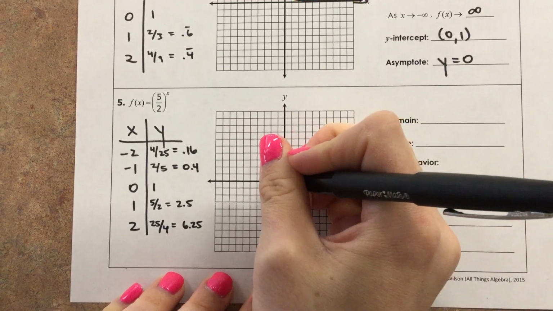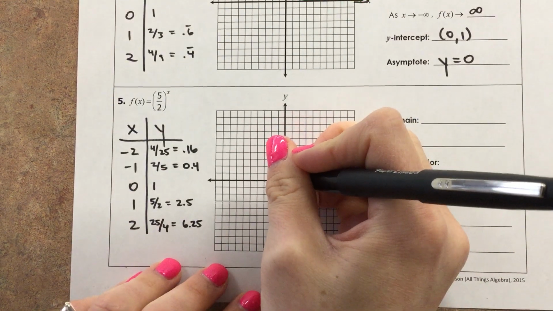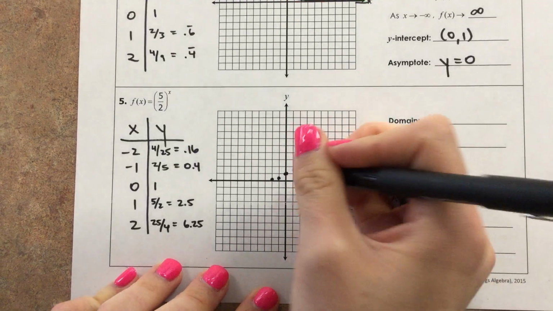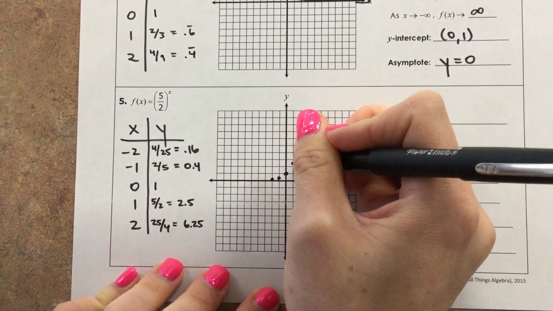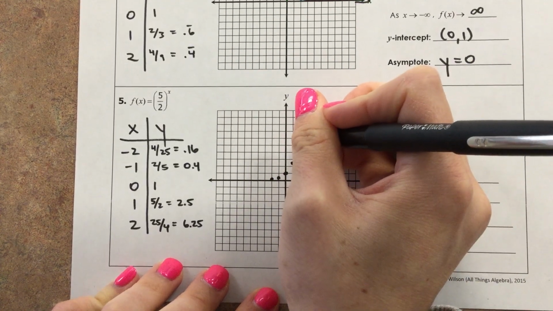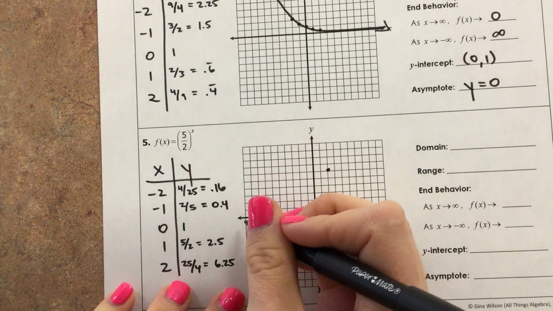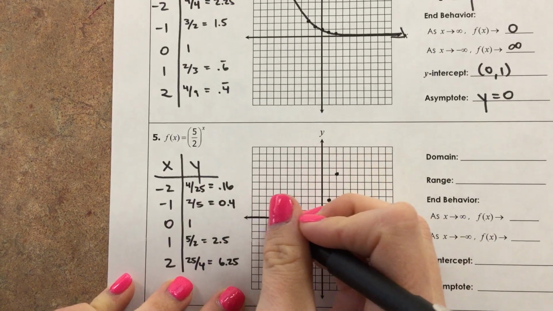Negative 2 and 0.16 is barely bigger than 0. Negative 1 and 0.4 would be just about a half. 0, 1. 1 and 2.5. And 2 and 6.25. Good. So this is farther away from 0, so it's going to be steeper. And 2.5 is obviously halfway between 2 and 3.